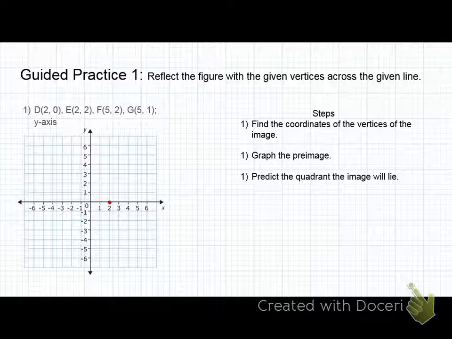We got our point D at 2, 0. Point E is at 2, 2. Point F is at 5, 2. And point G is at 5, 1. Okay? What kind of shape does this make? Everyone turn to your neighbors, talk about that. What shape is this? It's a quadrilateral. What kind of quadrilateral is it?